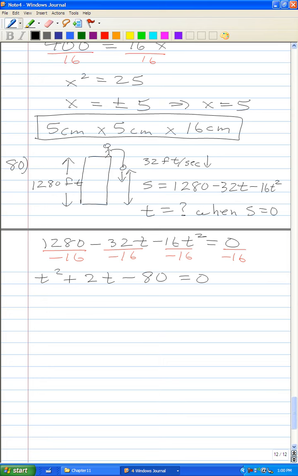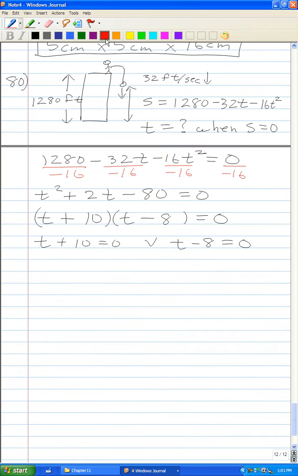I guess I can't factor that. That's 16, 5, 8, 10. 8, 10. Ooh, maybe I can factor that. And so let me factor this monic quadratic. Bring down the plus times minus is minus. I want to find two whole numbers whose product is 80 and whose difference is 2, 10 and 8. 10 times 8 is 80. 10 minus 8 is 2. Set each factor to 0 and solve for t.